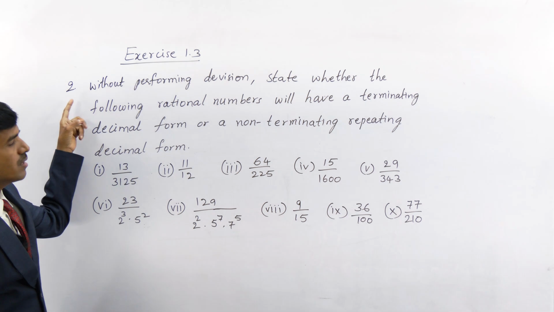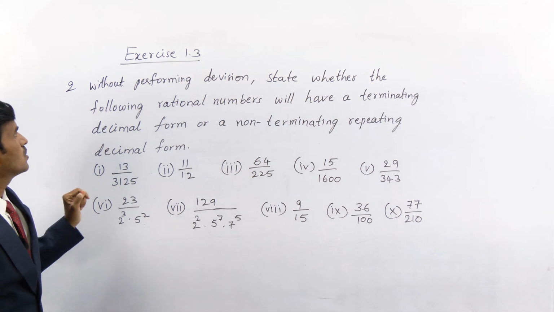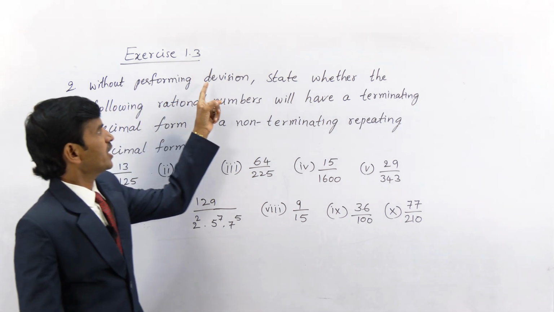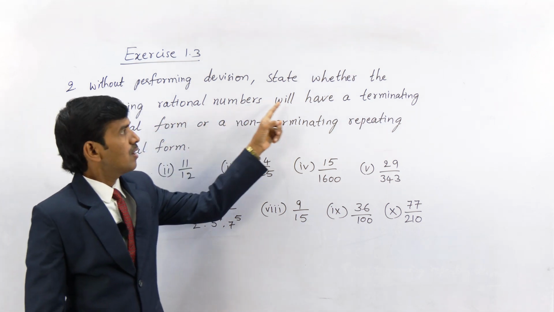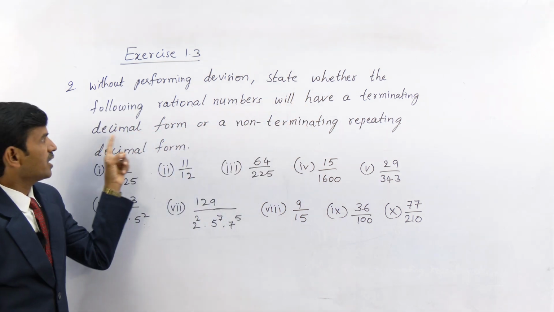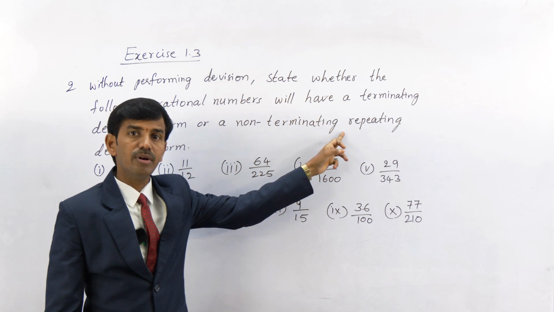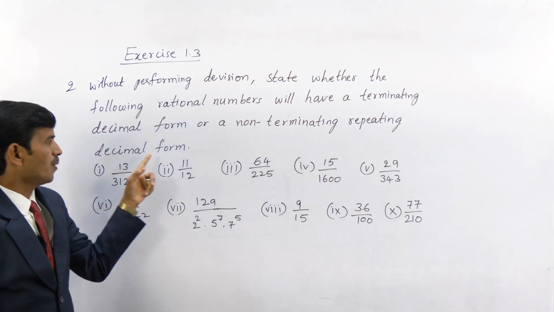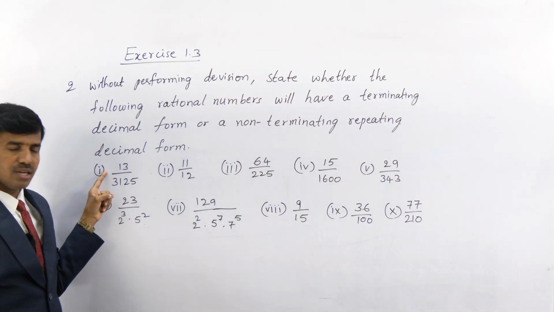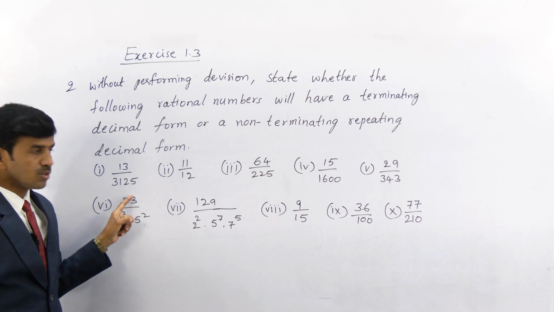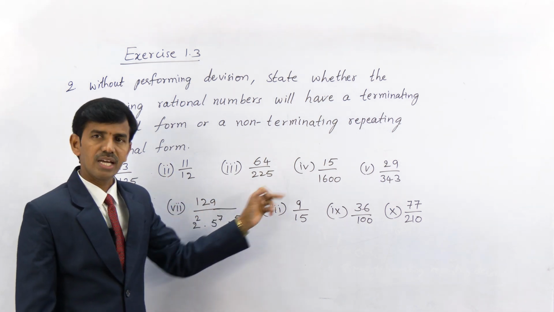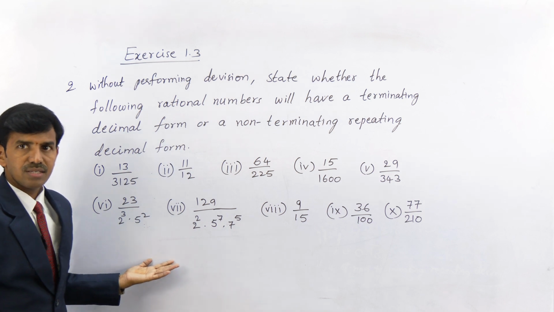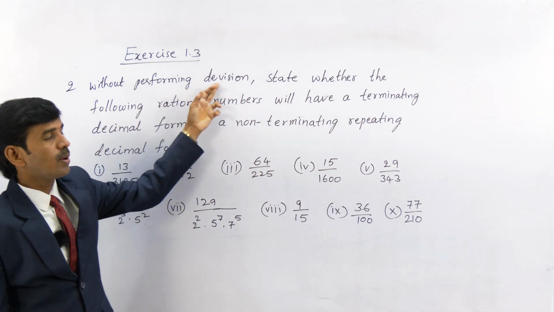Let us find this solution. Without performing division, state whether the following rational numbers will have a terminating decimal form or non-terminating decimal form. So what is the first question given here? 13 by 3125. In the same manner, second 11 by 12 and so on. So let us find this without performing division.